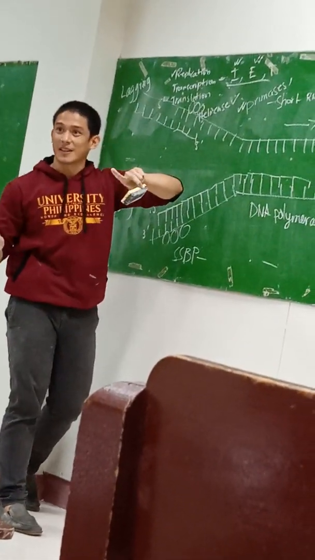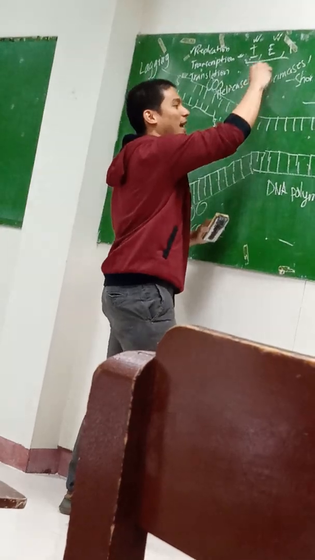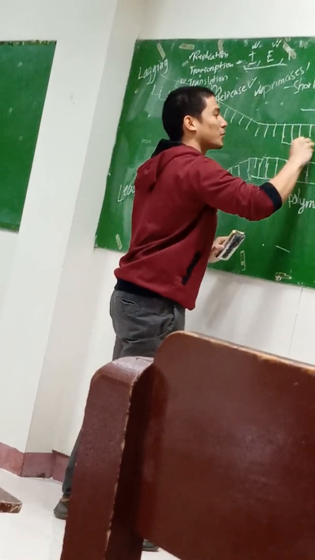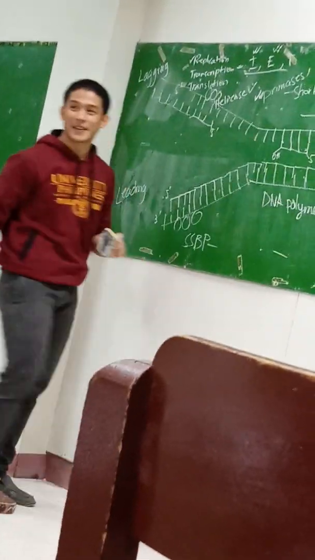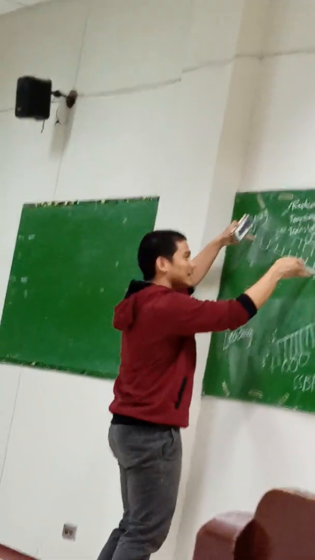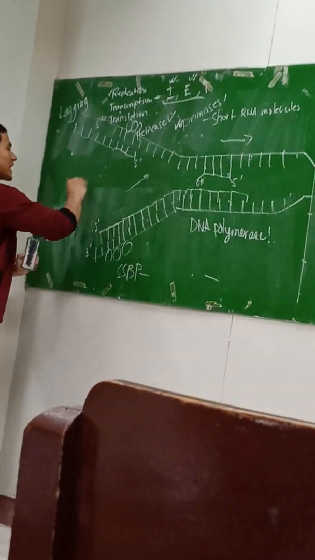Magkakaroon tayo ng fragment. So what needs to be done is that kailangan ulit pumasok si primase para i-prime siya ulit. Okay. Remember? So this region over here and this specific region creates this gap. This is what you know as your Okazaki fragment. Okazaki. Okay.